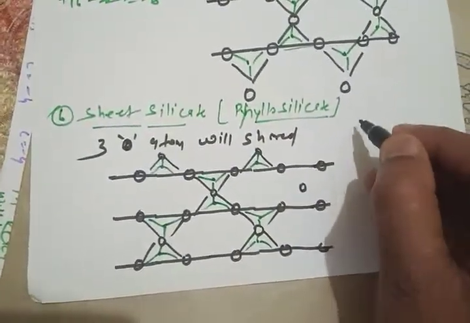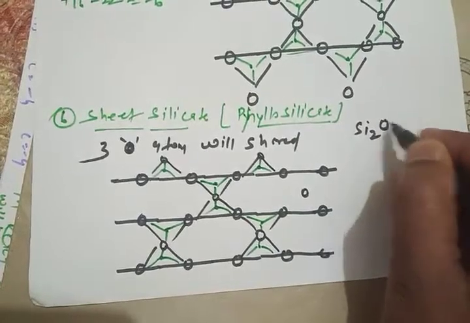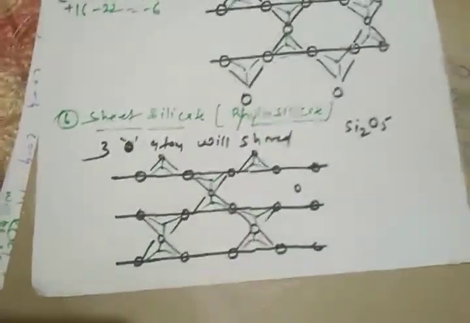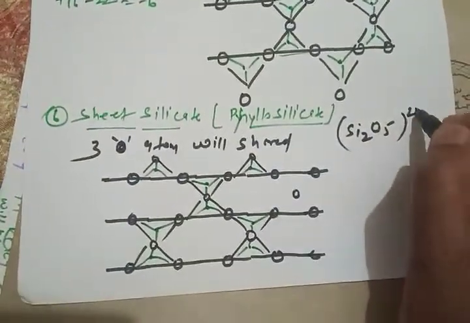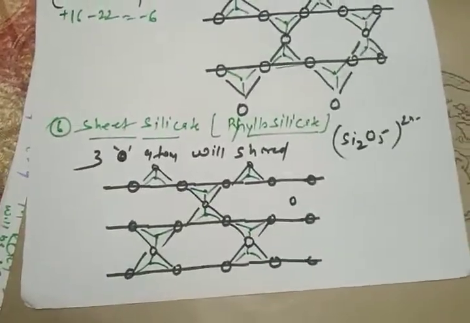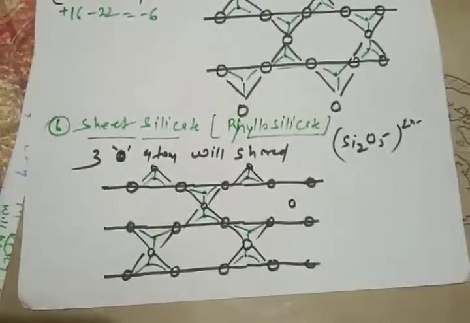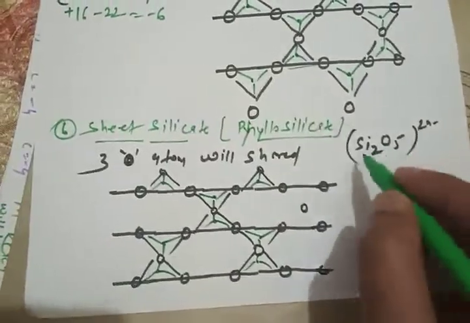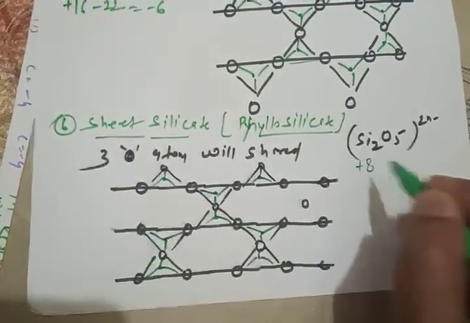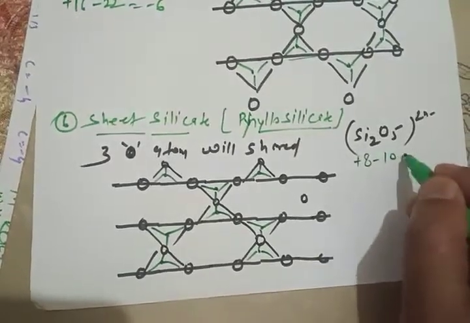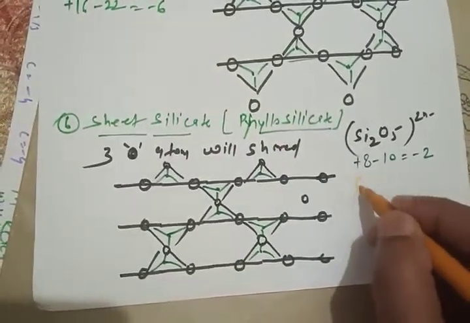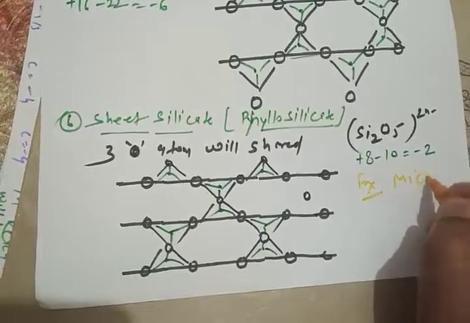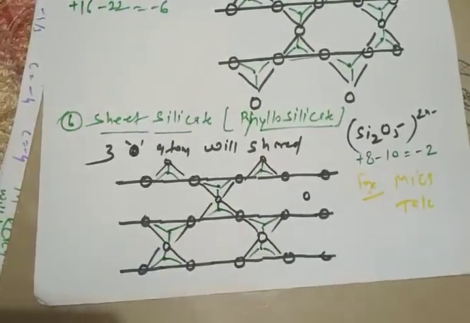The simplest unit in this case is Si2O5 with 2 negative charge. As I already told you, silicon is plus 4, so this will be plus 8, then minus 10 for oxygen, so this will be minus 2. The examples of this silicate are mica, a well-known example, and talc.